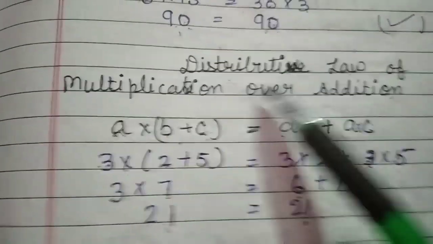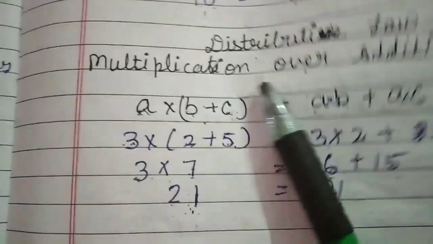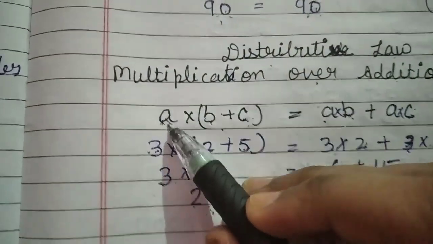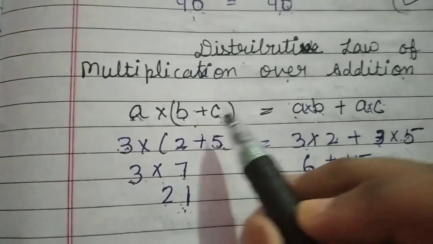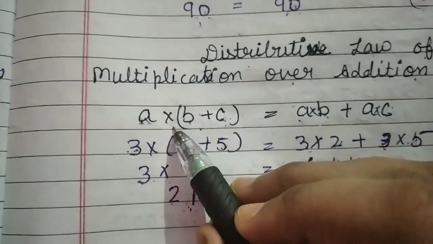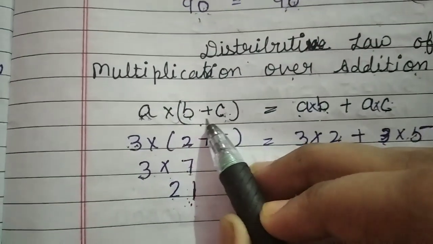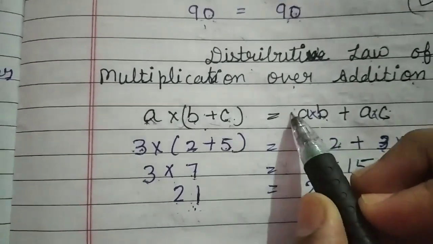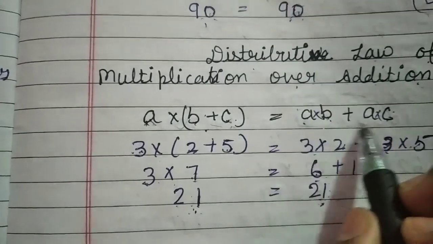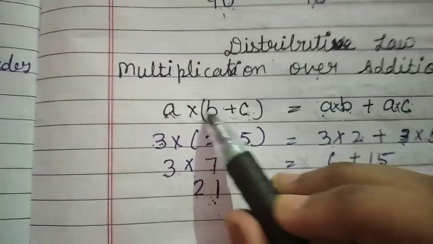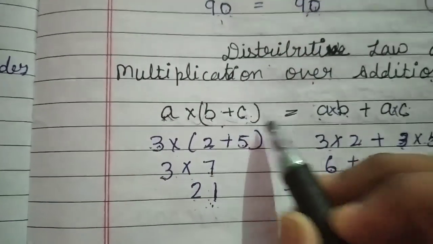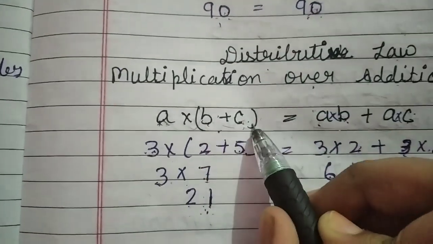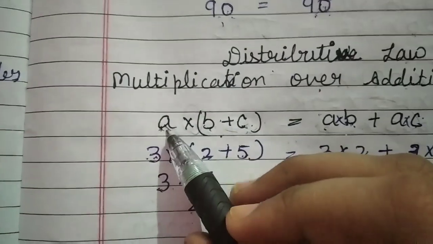Now, distributive law of multiplication over addition. Now let's see what this is. A into (B plus C), which means multiplication over addition. So what we are doing? A into B plus A into C. So how have we found this A into B plus A into C? We have opened this bracket, and in front of this bracket, as we know here, B plus C will get added and then multiplied to A.